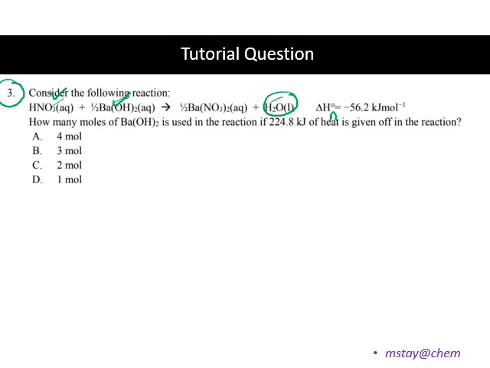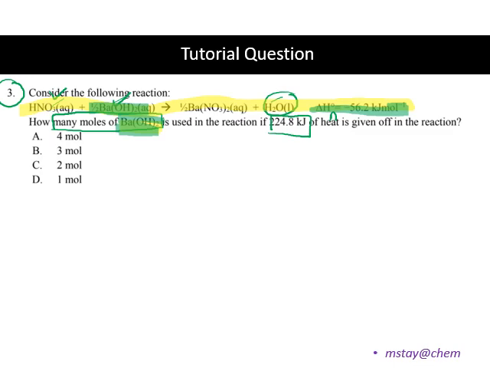So how many moles of barium hydroxide are used in this reaction if 224.8 kilojoules of heat is given off? We only have this thermochemical equation. Even though we know that this refers to enthalpy of neutralization, in this question they focus on the barium hydroxide. So that's why we are going to compare barium hydroxide with the enthalpy change.